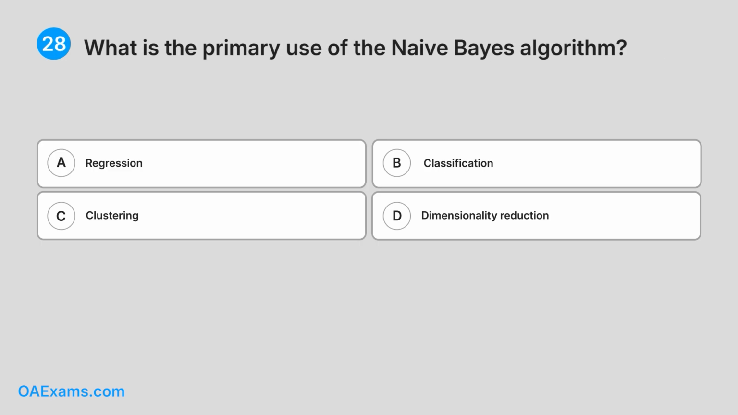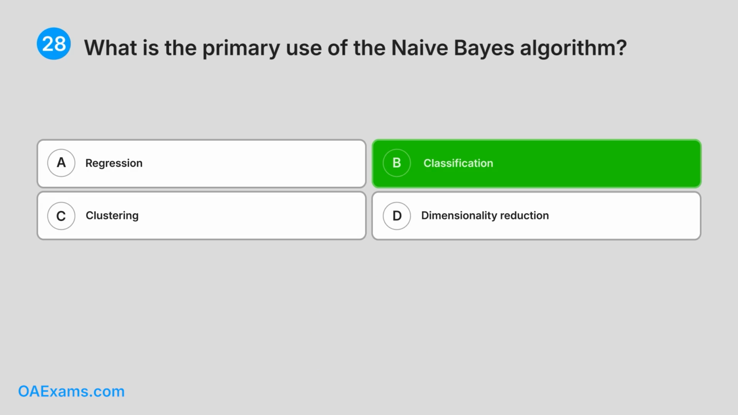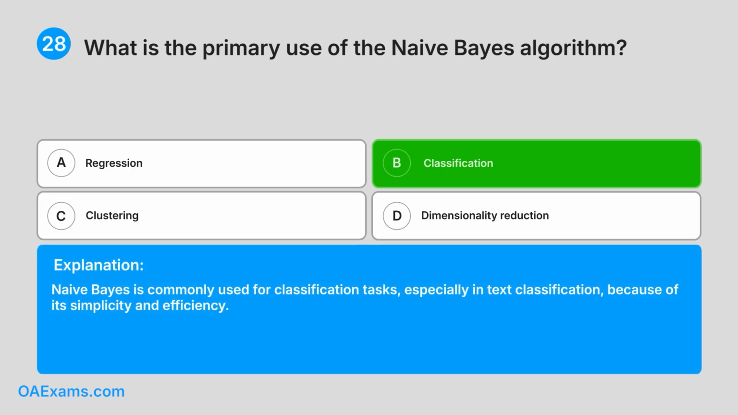28. What is the primary use of the Naive Bayes algorithm? A. Regression. B. Classification. C. Clustering. D. Dimensionality reduction. Do you know the answer? Correct answer. B. Classification. Explanation. Naive Bayes is commonly used for classification tasks, especially in text classification, because of its simplicity and efficiency.